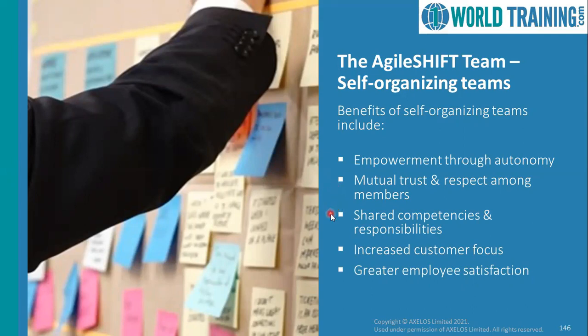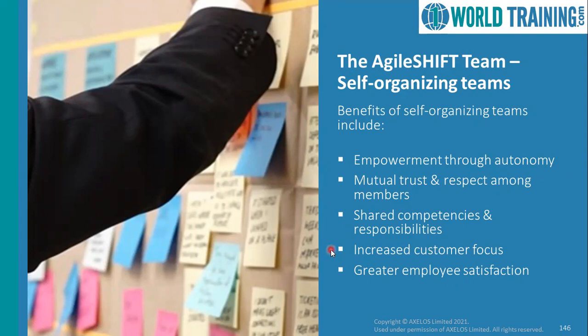Shared competencies and responsibilities, meaning every team member generally would have one key skill and some other secondary skills. Therefore, in the absence of a certain team member who has a specific competency, another team member can fall back using their secondary skill at least temporarily until that team member is back.